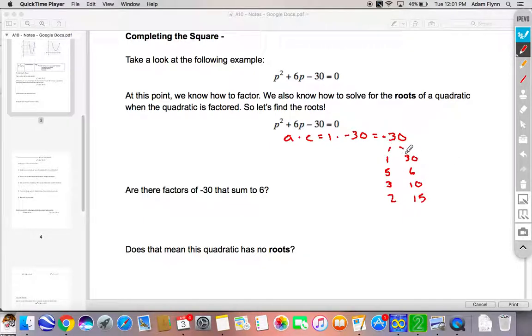Okay, so if we change one of these pairs to negative, any one of these factors, we still won't get our B term of positive 6. So are there factors of negative 30 that sum to 6? No, there are none.